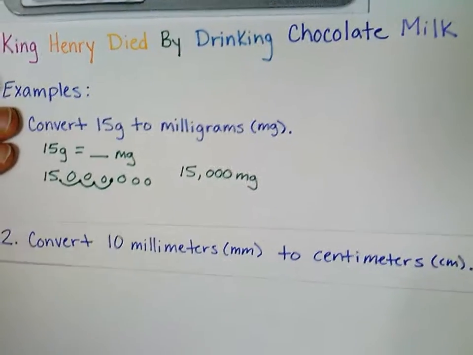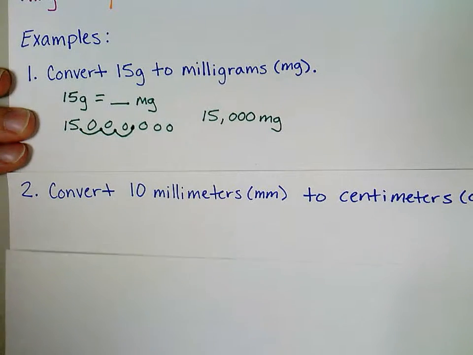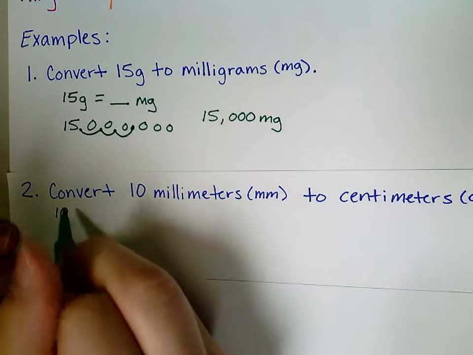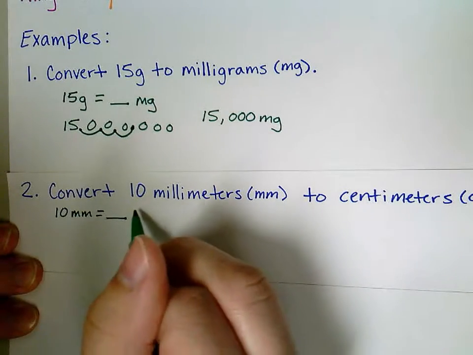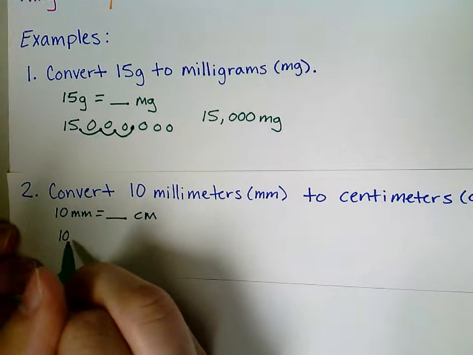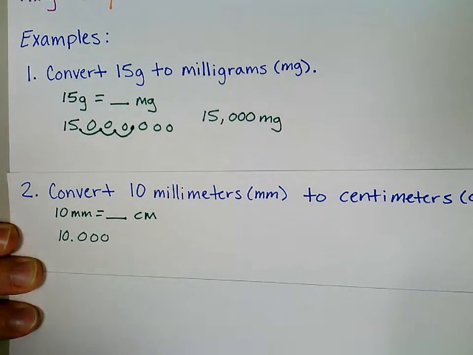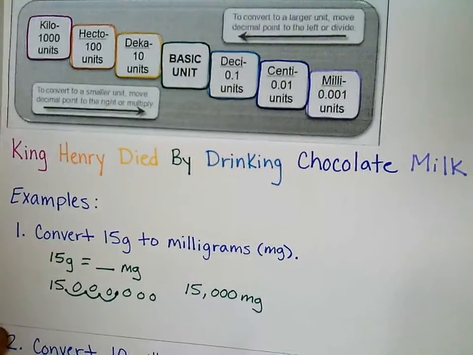Let's try that again so you can see it. So the next one, let's convert 10 millimeters to centimeters. So just like before, I'm going to write out 10 millimeters is equal to how many centimeters. So like I said, you can put a dot and have zeros going on forever. That's fine. So back up to our chart.